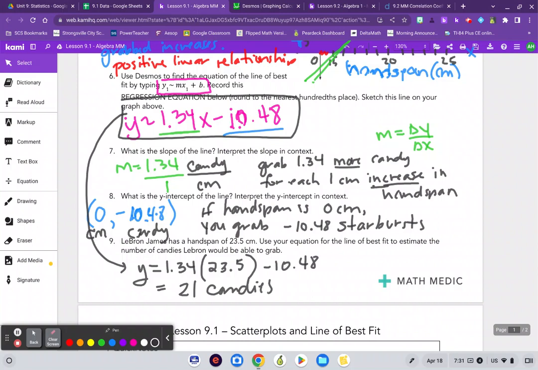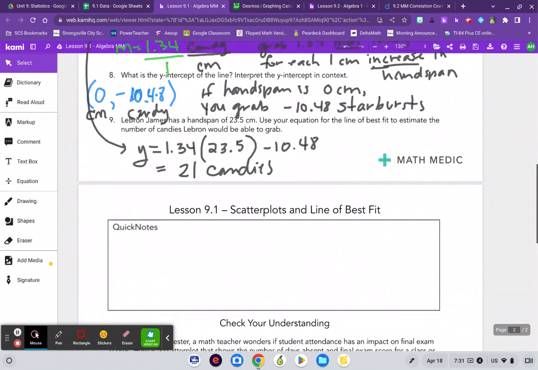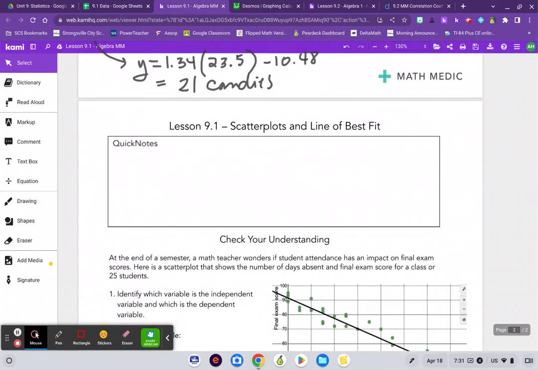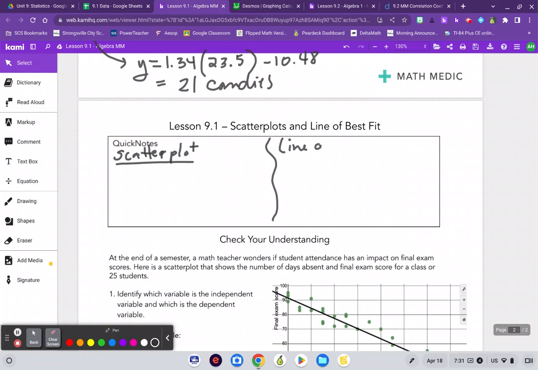Okay. And so let's go ahead and take some quick notes on what we just discussed. All right. And so there are two things that we took a look at today. We took a look at scatter plots, and then we took a look at line of best fit. I'm going to split this box into two: scatter plot and line of best fit.